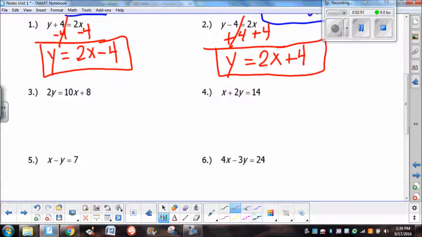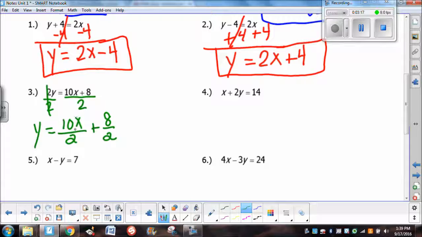Taking a look at number 3, to isolate y, how is that 2 attached to the y? If I want to get y by itself, I've got to divide everything by 2. So y is equal to, I'm going to give everything its own denominator, 10x divided by 2 plus 8 divided by 2. Now I can simplify this. What is 10 divided by 2? That becomes 5x plus 8 divided by 2. I can simplify that, 4. So my final answer in simplest form is y equals 5x plus 4.